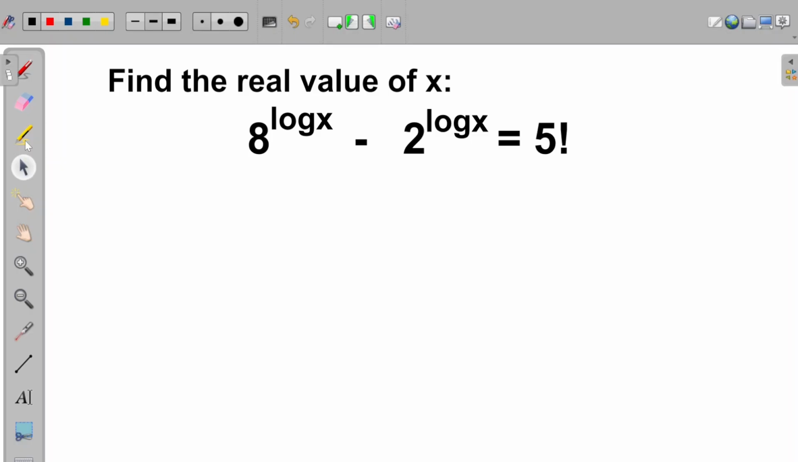In this video, we are asked to find the real value of x, given that 8 raised to the power of log x minus 2 raised to the power of log x is equal to 5 factorial. Now, this is an interesting question, so sit back and watch the video.